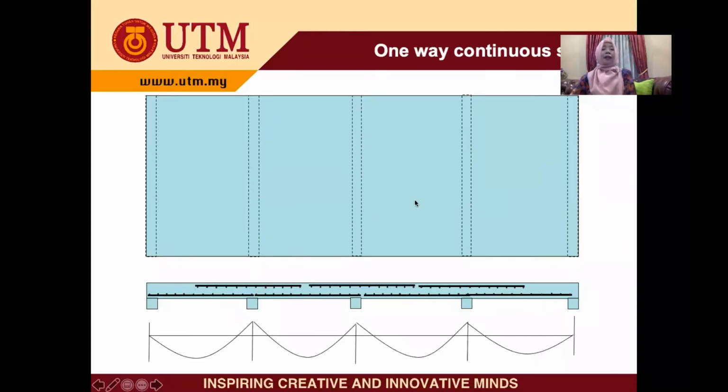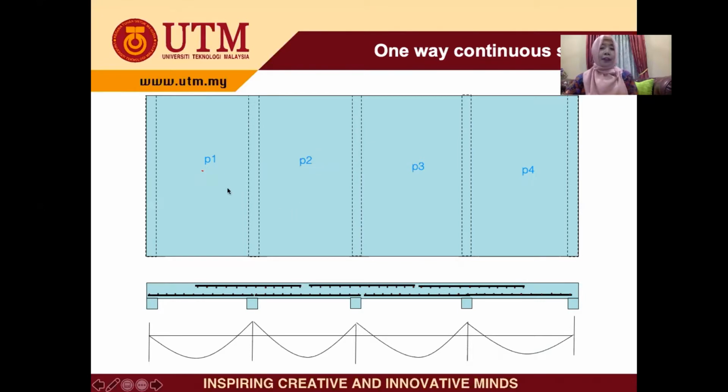Now, let's say we have a slab like this. If you have a slab like this, we have P1 here, P2 here, P3, and P4. So we have 4 panels.